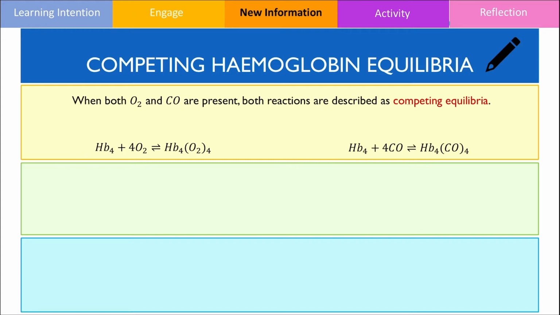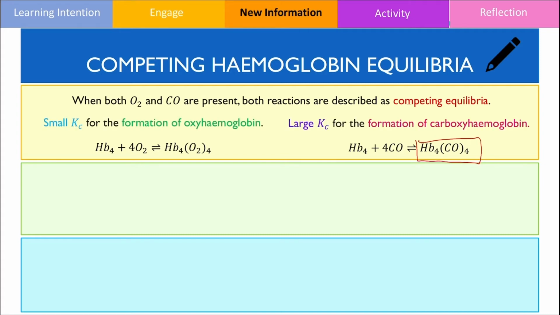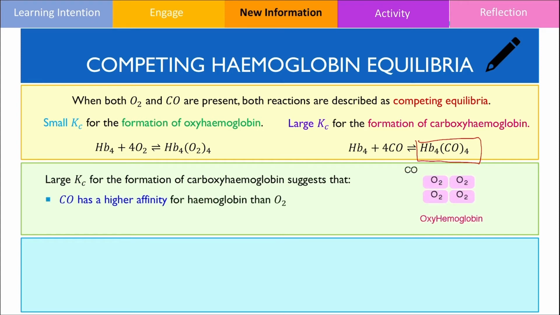However, the extent of the reaction and the equilibrium constant for the formation of carboxyhemoglobin is 2,000 times larger than the formation of oxyhemoglobin. This has two implications. Firstly, a large equilibrium constant for the formation of carboxyhemoglobin suggests that carbon monoxide has a higher affinity for hemoglobin than oxygen. Because of the higher affinity, carbon monoxide can effectively displace the oxygen that's already bound to hemoglobin.